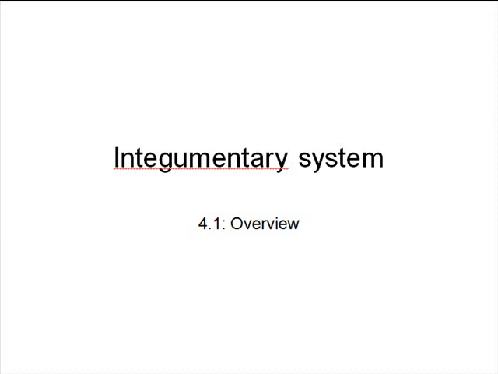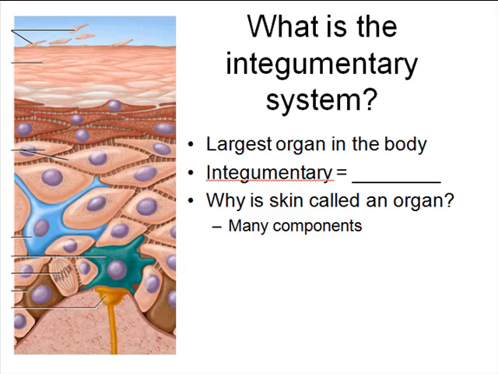Okay, we're going to start working our way through all the different organ systems of the body. The first one up is going to be the integumentary system, or our skin. And our skin, it turns out, is the largest organ in the body. And integument, if you're curious at all, is a word that actually means covering. Which is pretty much what our integumentary system does. It covers all of our other organs and protects them from the external environment.